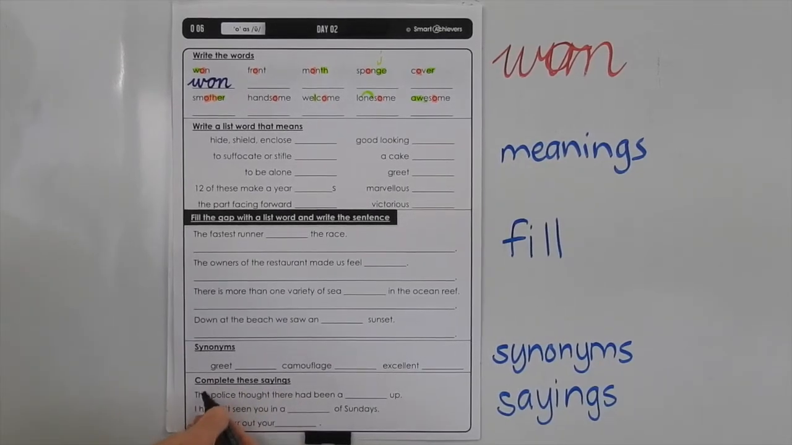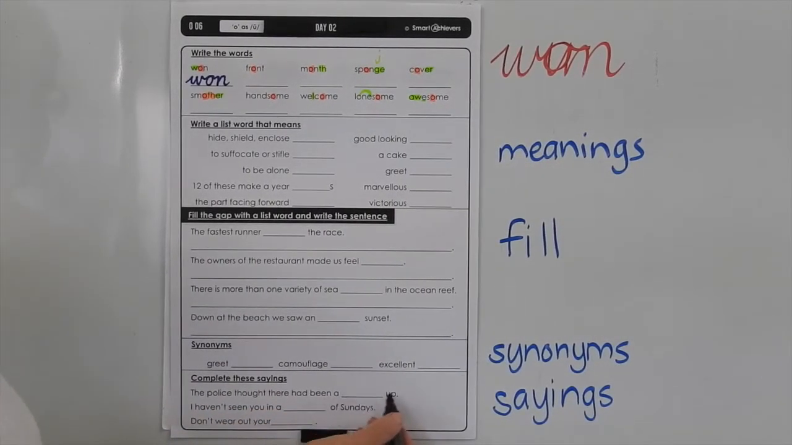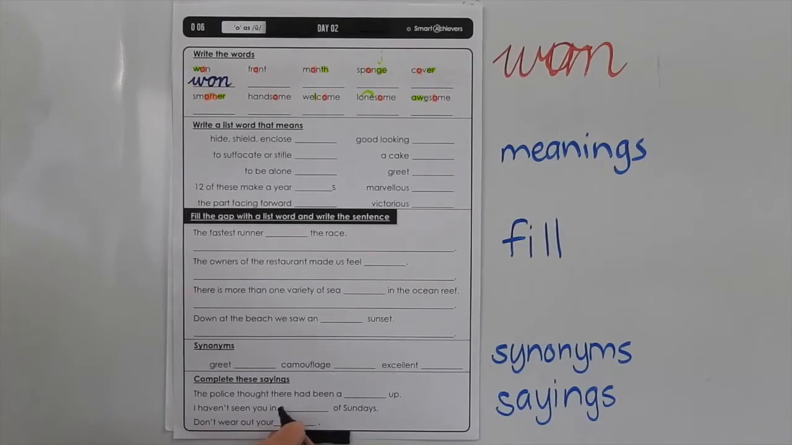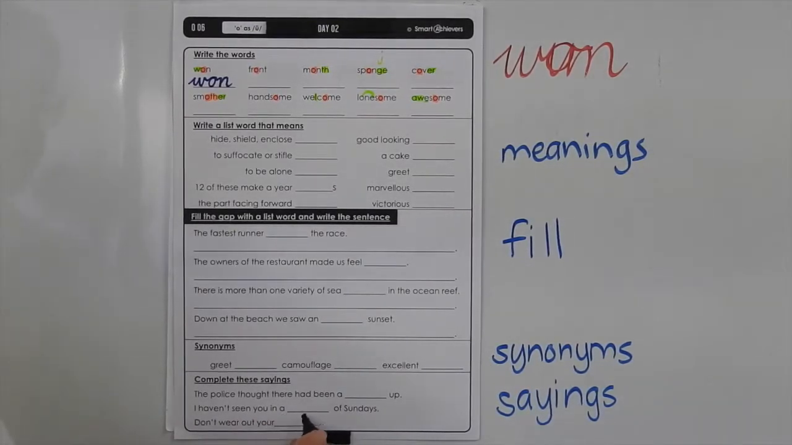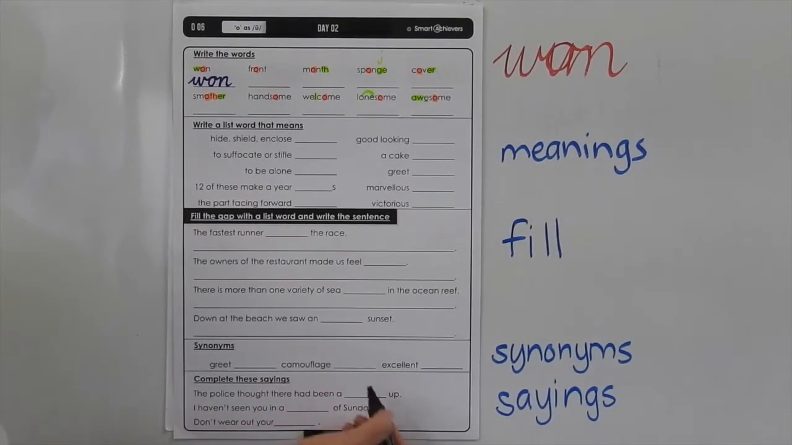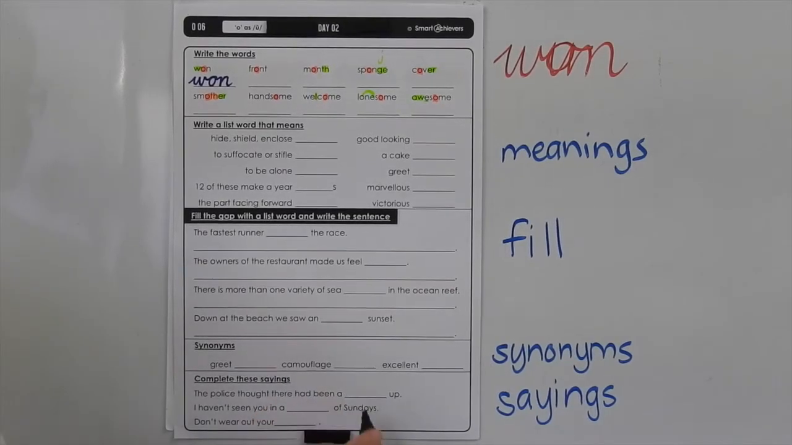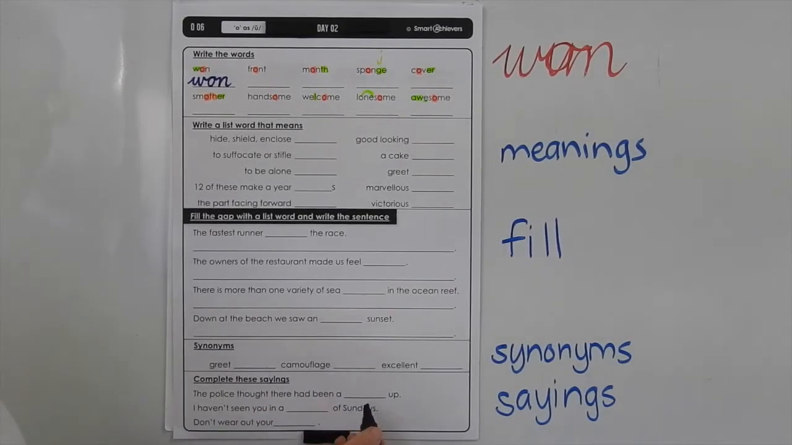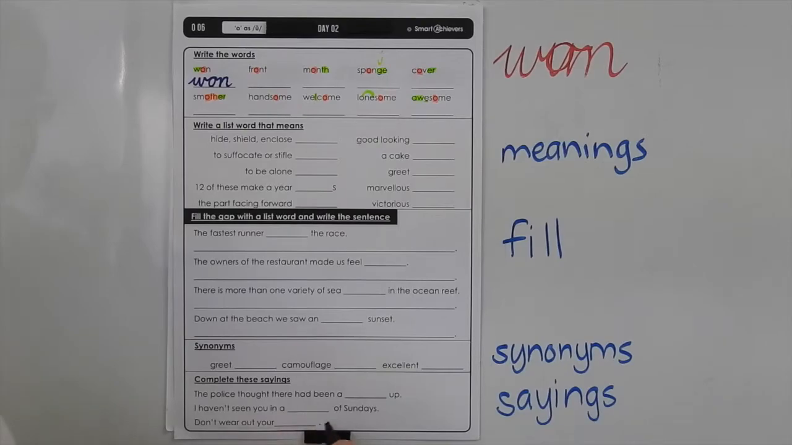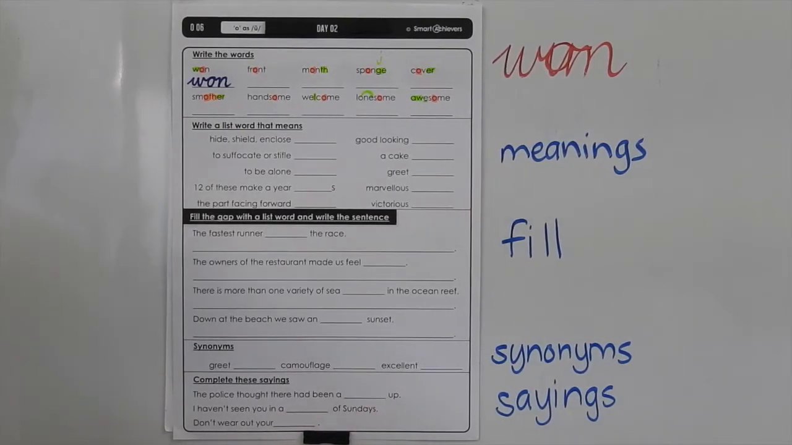Complete these sayings. The police thought there had been a something up. I haven't seen you in a something of Sundays. Don't wear out your something. So once you've finished those sayings, just discuss them in your group so you know what they mean. So when you read them in a book, in a story of some sort, you know what the author is trying to convey.